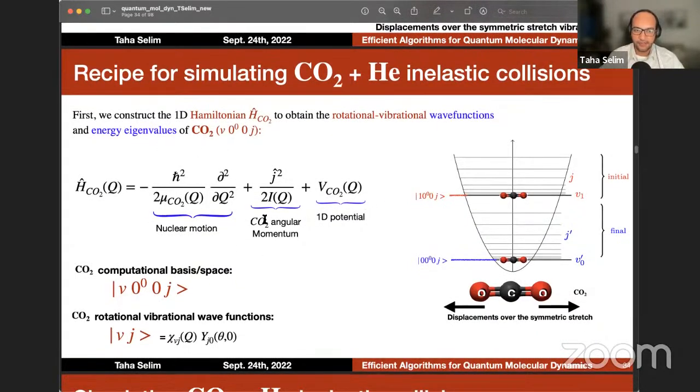The first term represents the nuclear motion. The second term represents the angular momentum, the rotation of CO2. The third term represents the 1D potential. Why is it 1D? Because we are only involving one vibrational mode over the normal coordinate. So here is the potential that describes the electronic contribution to that Hamiltonian, and that Hamiltonian needs to be solved in the computational bases that we have seen. Now, all other quantum numbers are zero except the symmetric stretch and the rotation. And this is how these wave functions look. I'm not going to talk about it, but basically they involve spherical harmonics to describe the rotation.